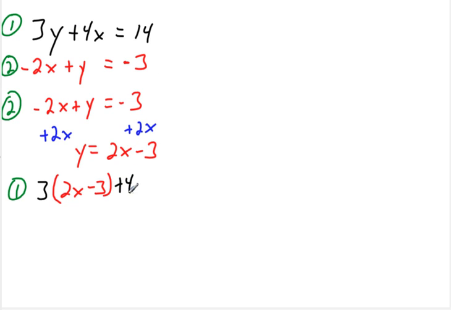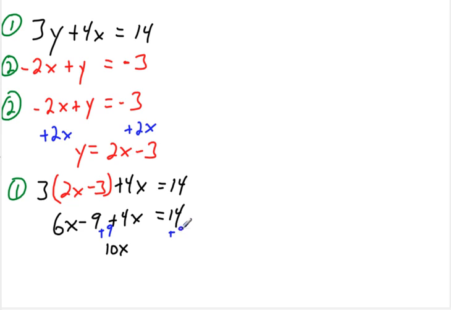And plus 4x equals 14. Okay, so again, this is equation 1. Instead of writing y, I just plugged in 2x minus 3. And now I can simplify and solve for x. So let's try it out. 3 times 2x, 3 times negative 3, and I have this plus 4x. Okay, so again, simplifying and solving for x. I'm going to combine these x terms to get 10x. And at the same time, I'm going to add 9 to both sides to get rid of this minus 9 here. So now I'm going to end up with 10x equals 23.